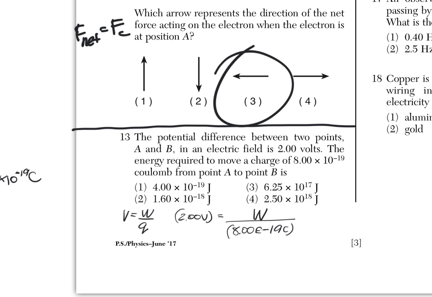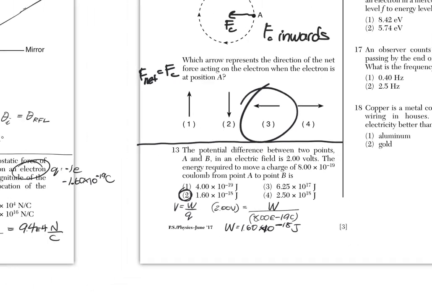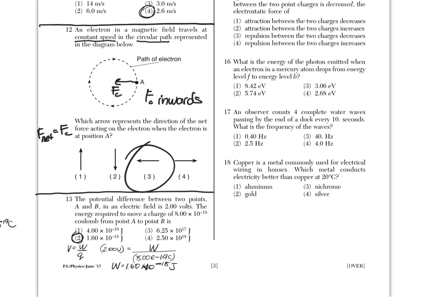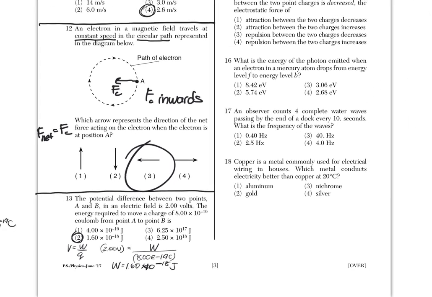So 2 times 8 times 10 to the negative 19 is 16 times 10 to the negative 19, which is otherwise known as 1.6 times 10 to the negative 18 joules. My bad if I'm interchanging the times 10 to the negative or E. I consider them interchangeable, so there you go. And so 13 is choice 2.